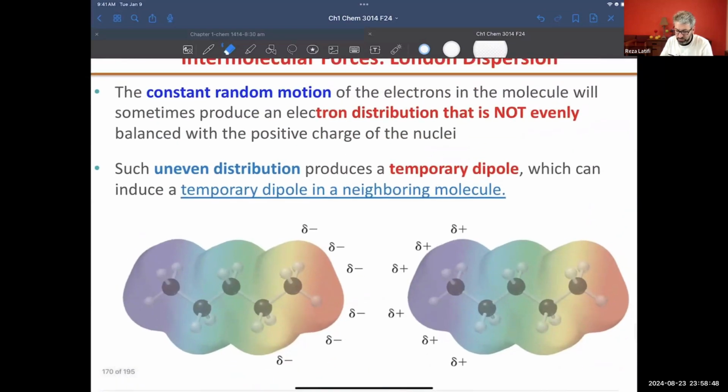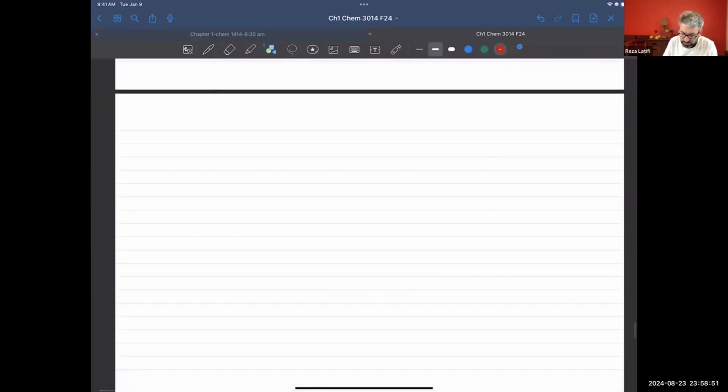Okay, and what's a dispersion force? Imagine you have a molecule. Let's say CH3, CH2, CH3. So what do we have here? We have one group that is identical to that one, and this is going to be the midpoint of the molecule. So I can highlight this one as the midpoint.